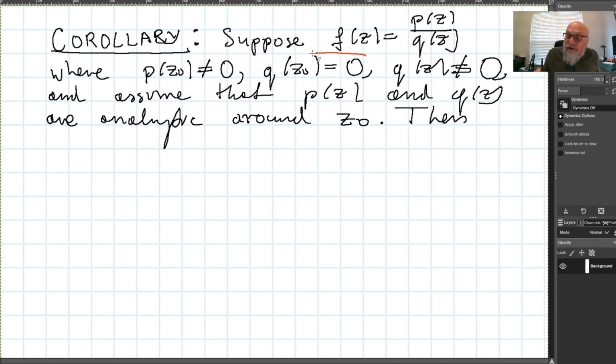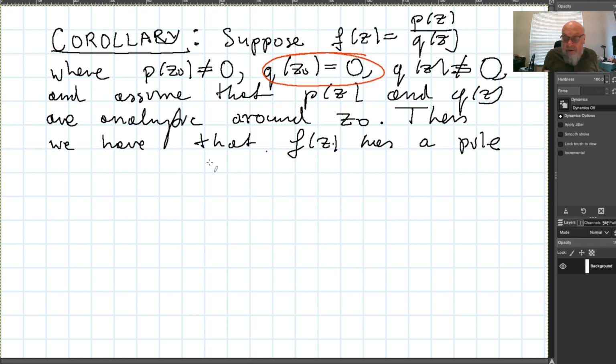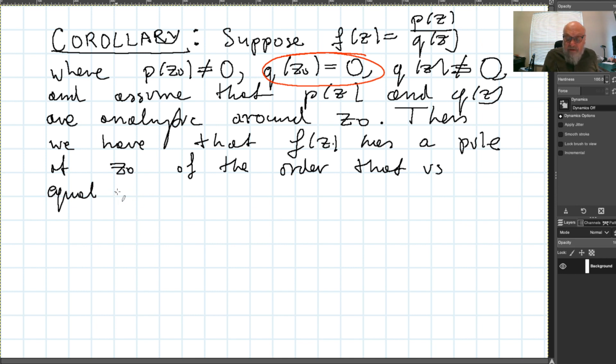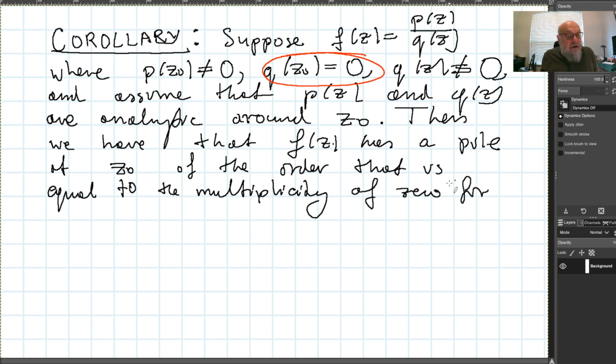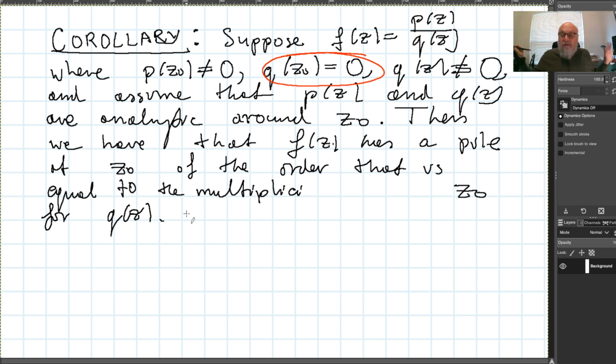So then, because of the fact that we have here a division by 0, we have that f of z has a pole at z0 of the order that is equal to the multiplicity of the zero z0 for q of z. I know this sounds a little messy, complicated.